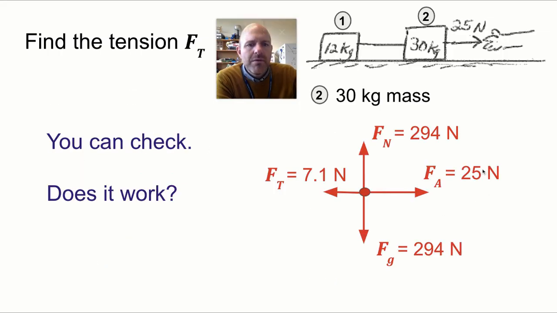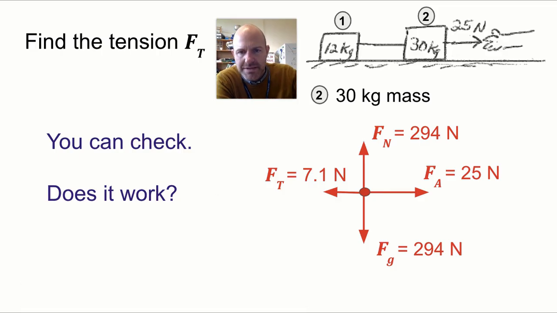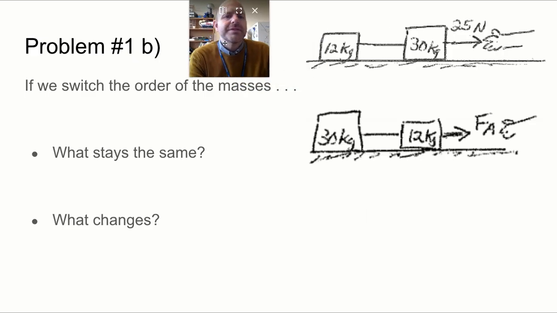We could check and do it for the other one, right? 25 newtons minus 7.1. Divide that by the mass of 30 kilograms. Does that give you the same acceleration? Yes, it does.